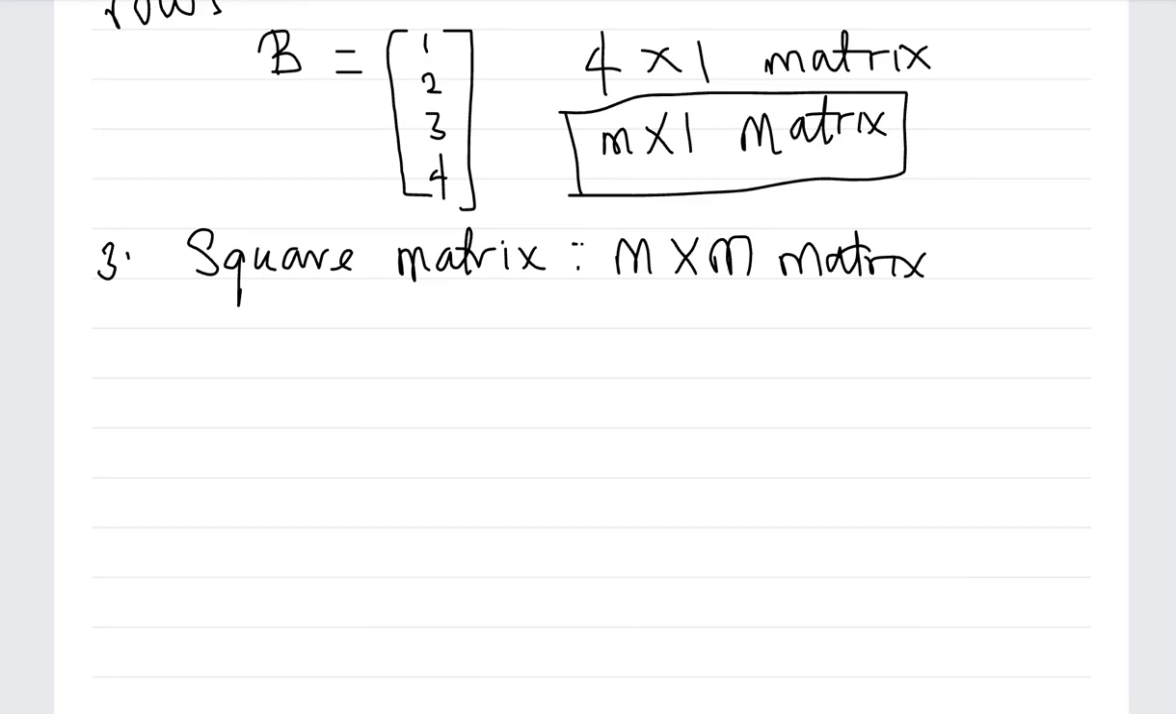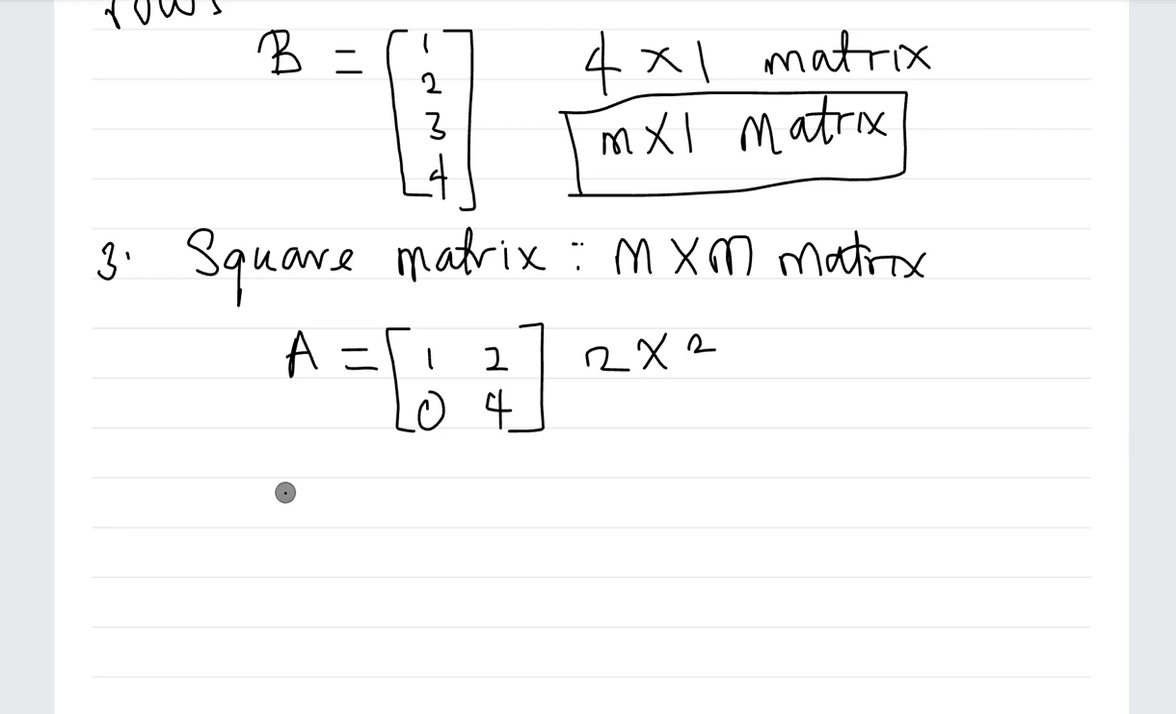For example, if I have matrix A equal to 1, 2, 0, 4. Are you seeing that now? What type of matrix is this? This is a 2 by 2 matrix. Why? Because it has 2 rows and 2 columns.